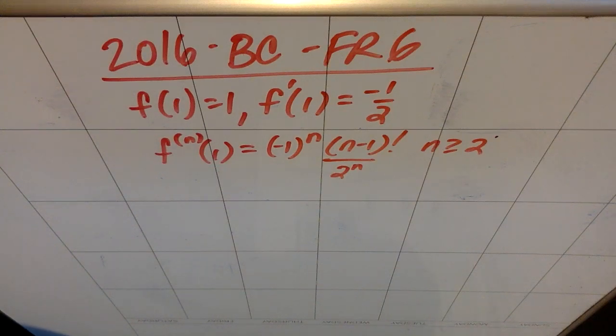We're back at AP Review. We are doing 2016 BC free response number 6.